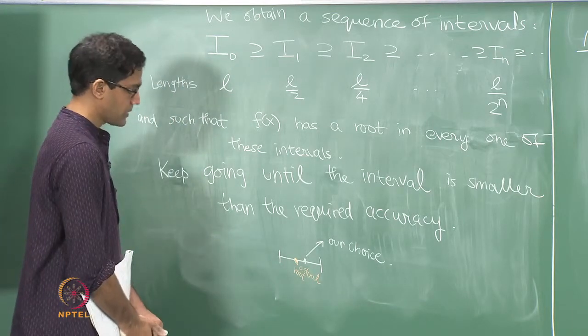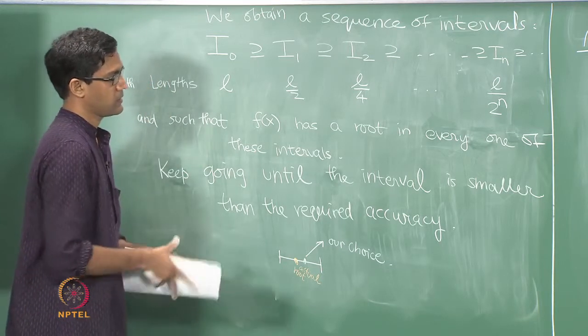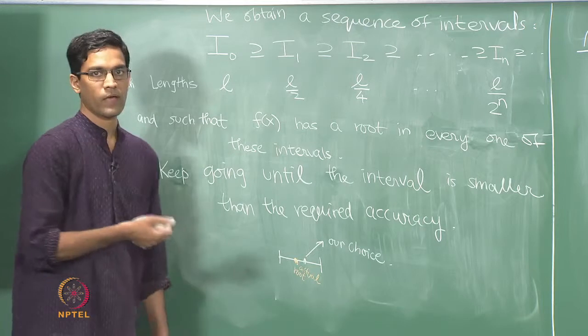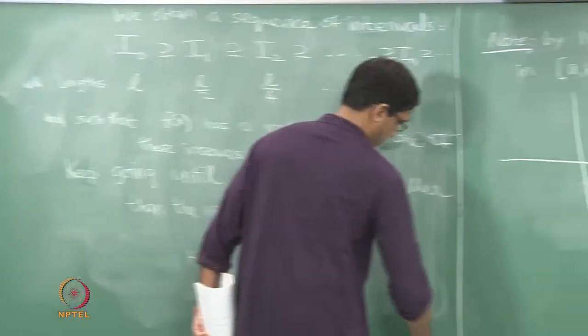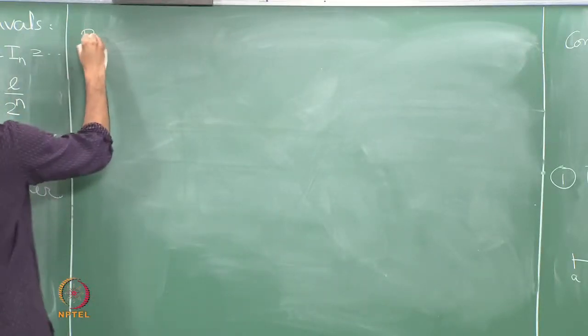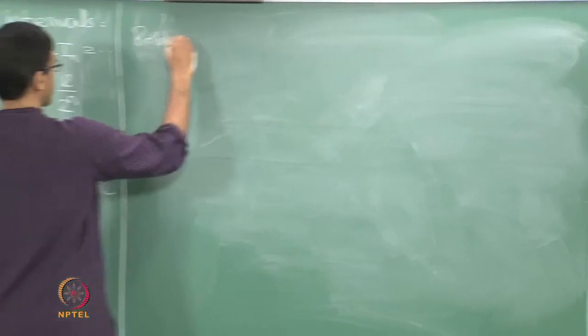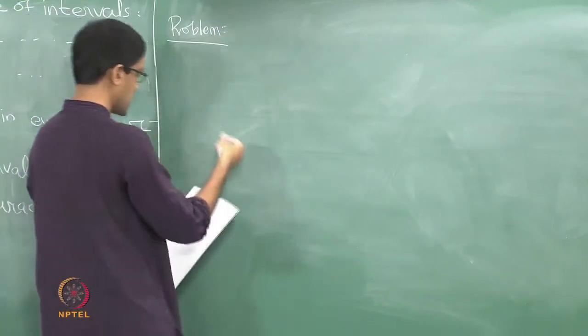Okay, so this algorithm is often called the bisection method, and it can be a rather powerful way of finding an approximate root of a function f. So here's a problem. I'd like you to try out on your own to get a sense of how this works.